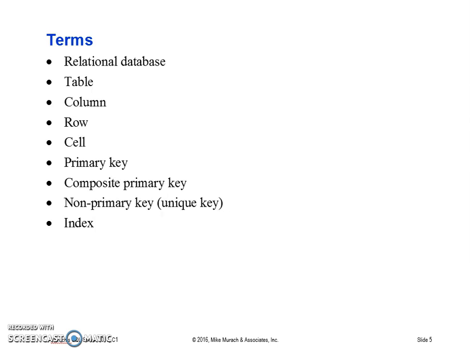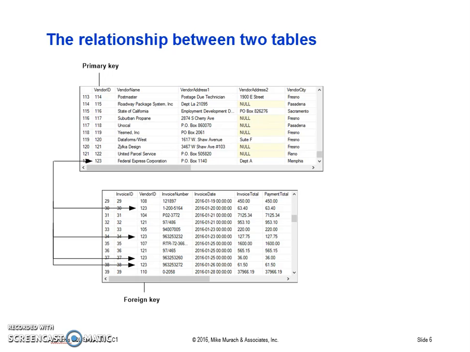So you should be familiar with these terms: relational database, table, column, row, cell, primary key, composite primary key, non-primary key, and index. And typically, the relationship between multiple tables is between a primary key and the foreign key of the table.